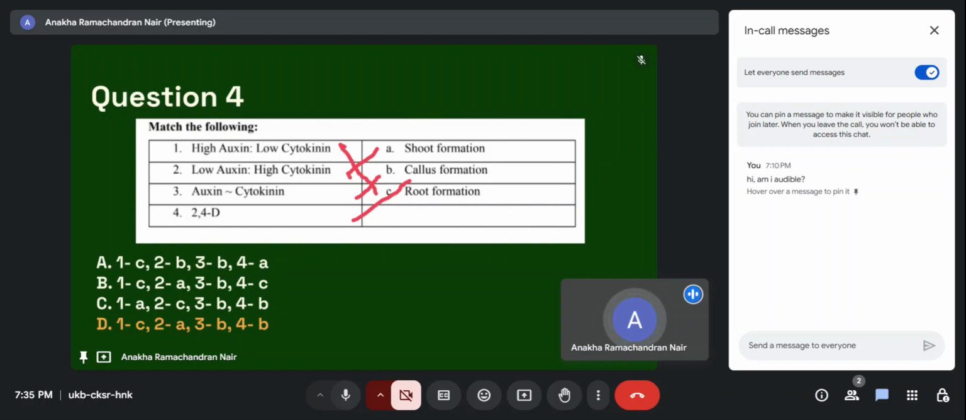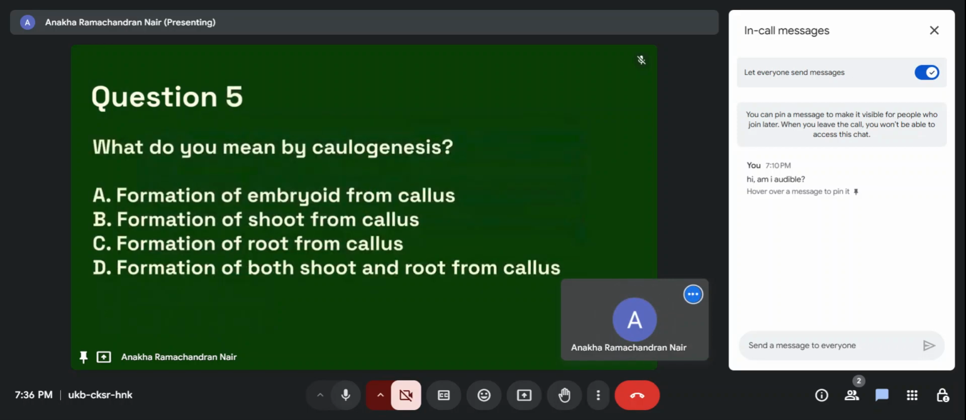So whenever you have a plant growth media and you have high auxin and low cytokinin in it, what happens is root formation. When you have low auxin and high cytokinin, what happens is shoot formation. If you have both hormones in equal proportion, you have callus formation. And if you have high concentrations of 2,4-D, which is an auxin hormone, it is also forming callus. So the correct answer in this case is option D. So let's move on to question number 5.